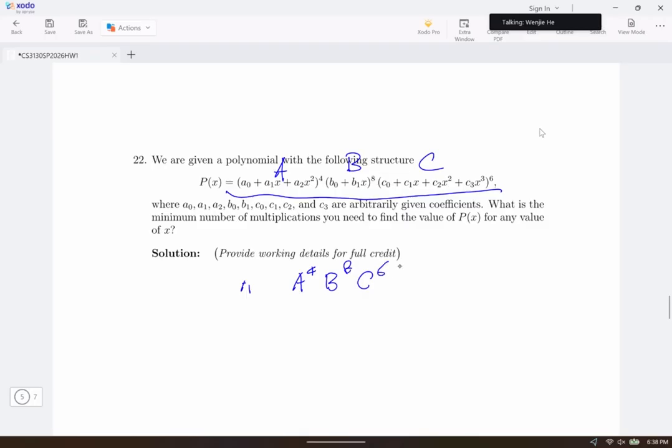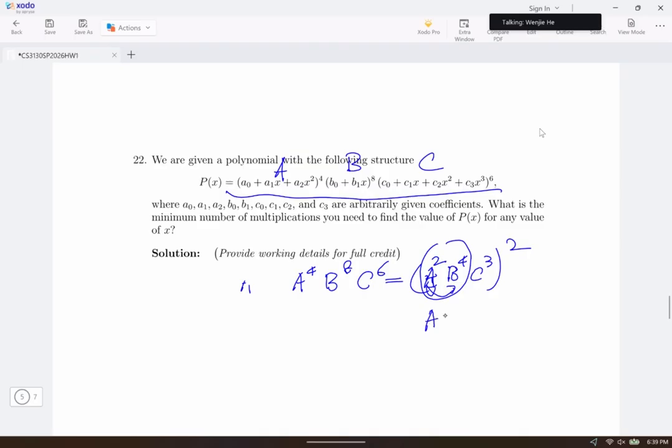sixth. Then they did one round of square sharing, B to the... Then they just count the number of multiplications. You haven't completed all the square sharing, because between A and B you can still do more square sharing, right?